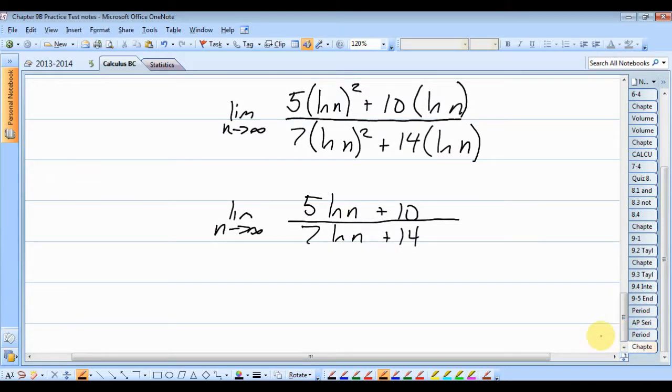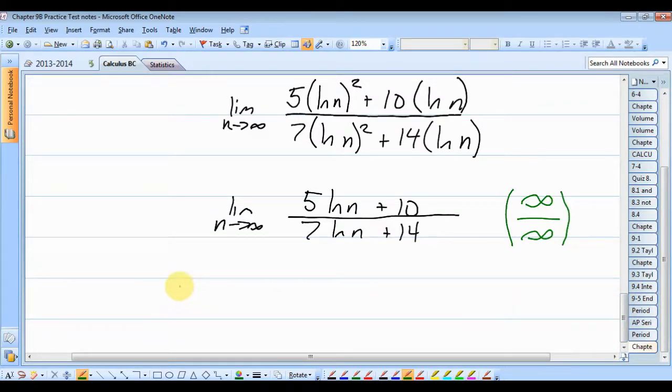Okay, simplified. What happens when n goes to infinity? Infinity over infinity again. What does that tell us? Again? This one's a little bit easy. Oh gosh. It's going to be 0 over 0.